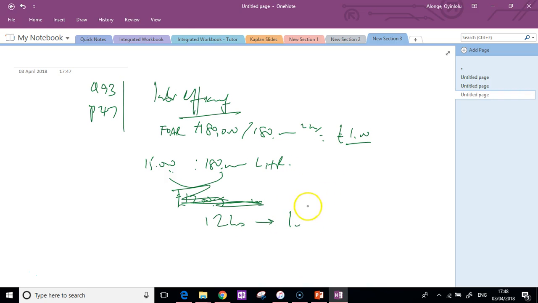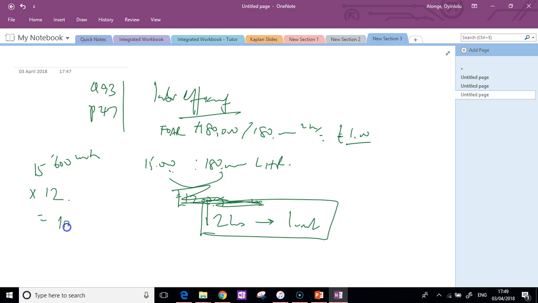That's the standard time, 12 hours to make 1 unit. That's the issue here. So if we're expecting you to use 12 hours to make 1 unit, for 15,600 units, which is what you actually made, we need to multiply 15,600 by 12. And you get 187,200 hours. So we expected you to spend 187,200 hours on 15,600 units, but you spent 220,000 hours.